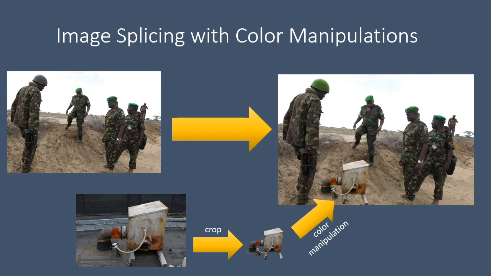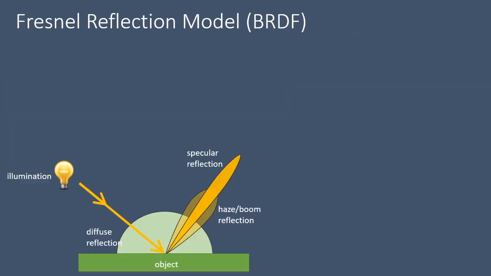So here we want to propose a deep learning based method that can detect manipulation in images even when it is convincing to human eyes.